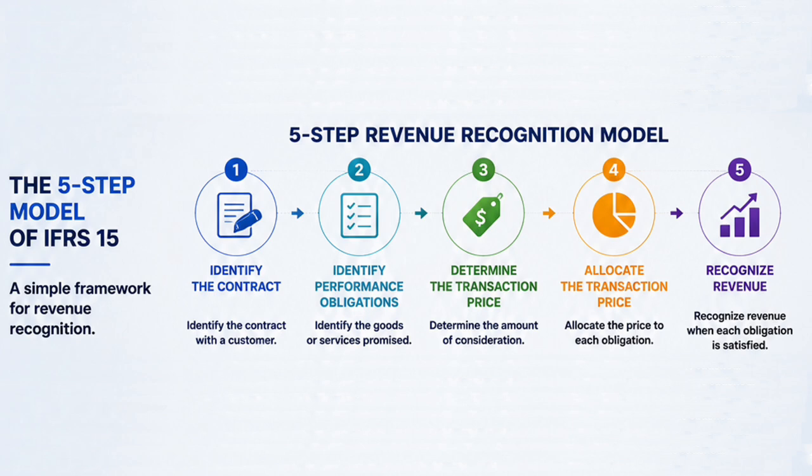IFRS 15 follows 5 steps. First, identify the contract. Second, identify the performance obligations. Third, determine the transaction price. Fourth, allocate that price to each obligation. Finally, recognize revenue when each performance obligation is satisfied.